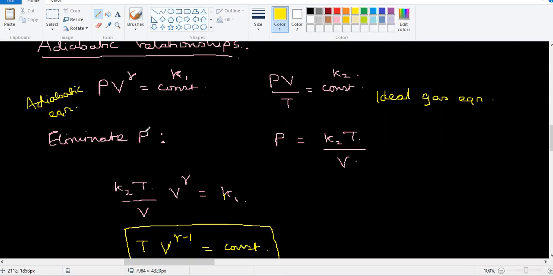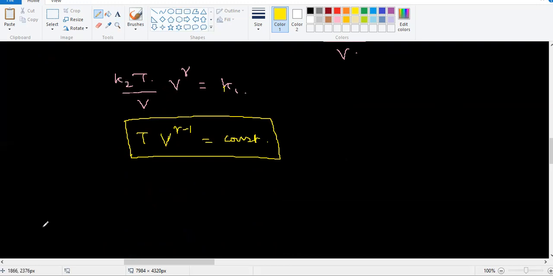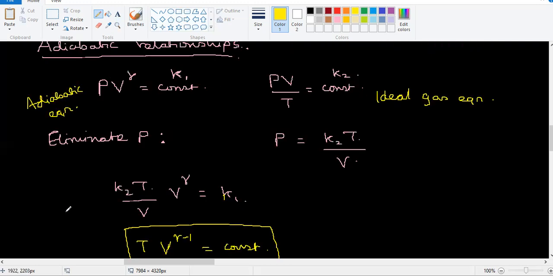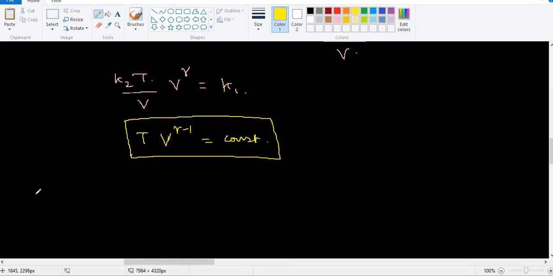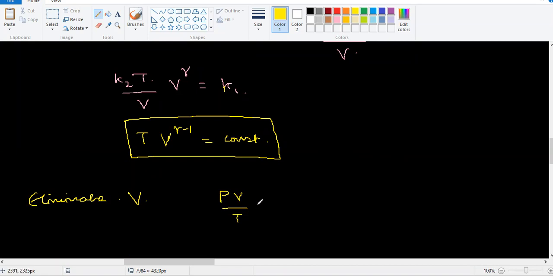Here what I did was I eliminated P. I can eliminate V also. Here the temperature is not there, and similarly in the other one pressure is not there. So I want to find a relationship without V. Here I have V, here also I have V, and I want to eliminate V. Copy it, Kirtan. Yes, sir. So another expression: eliminate V. You know that PV by T is equal to constant.